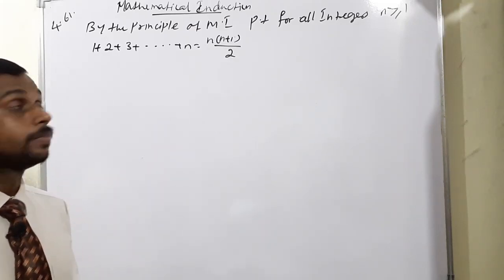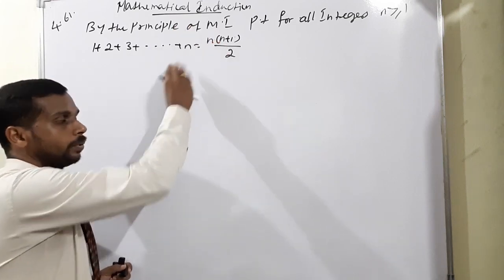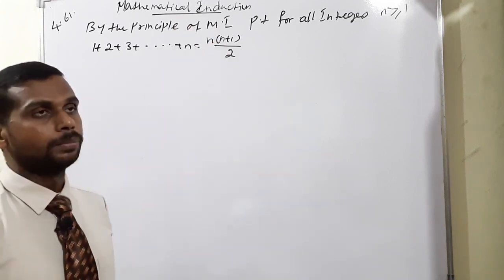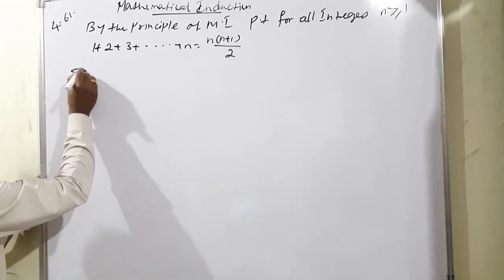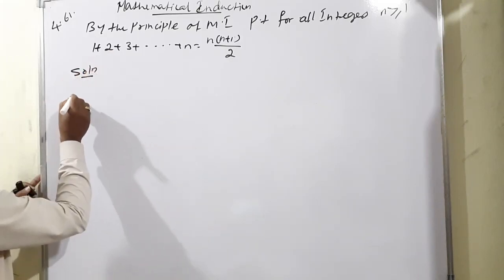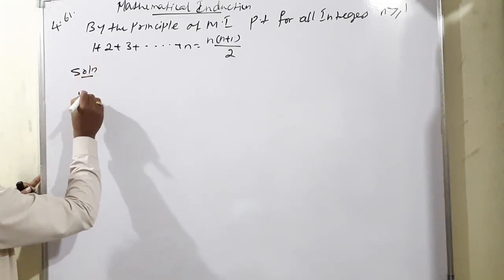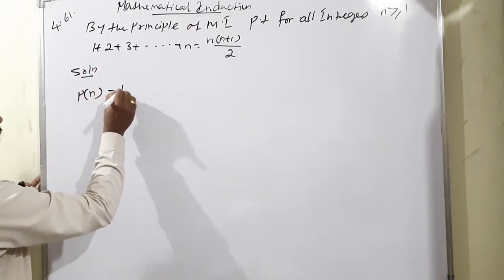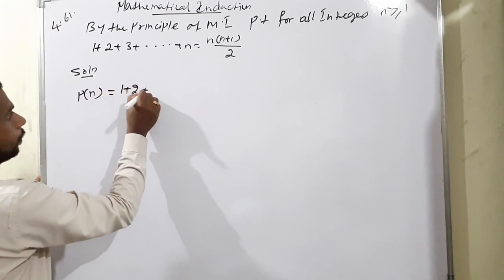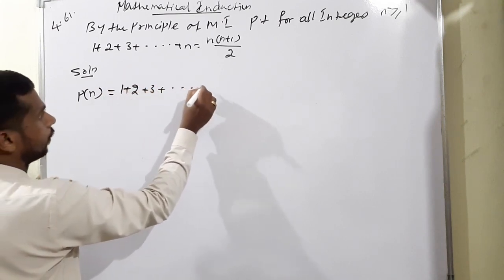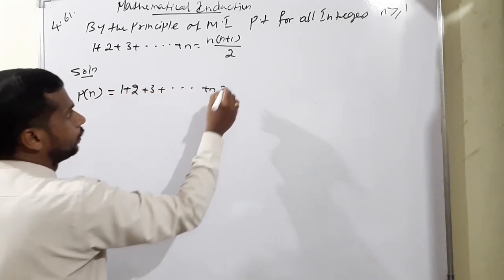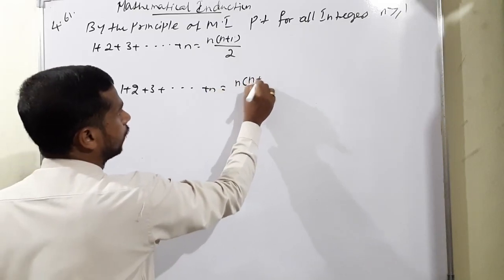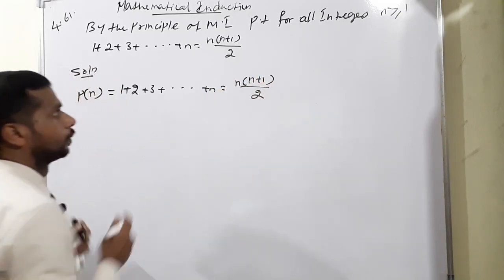The first step, according to the question, take one part as the solution. This is considered as P of n, okay. So, P of n means we have to write the question as it is. That is, 1 plus 2 plus 3 plus dot dot dot plus n is equal to n into n plus 1 by 2.